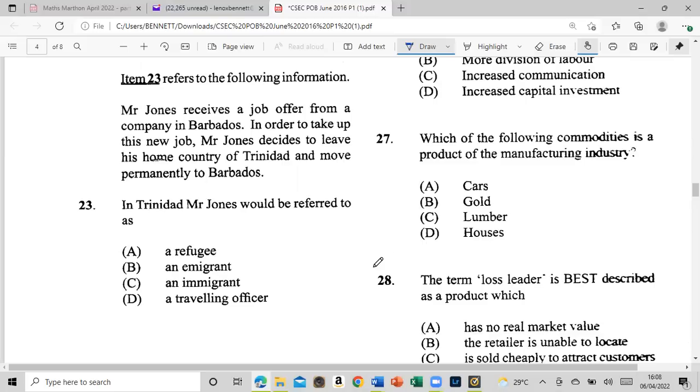All right, 23 refers to the following information. Mr. Jones received a job offer from a company in Barbados. In order to take up the new job, Mr. Jones decided to leave his home country of Trinidad and move permanently to Barbados. In Trinidad, Mr. Jones is referred to as, is it a refugee, an immigrant, or a travelling officer?